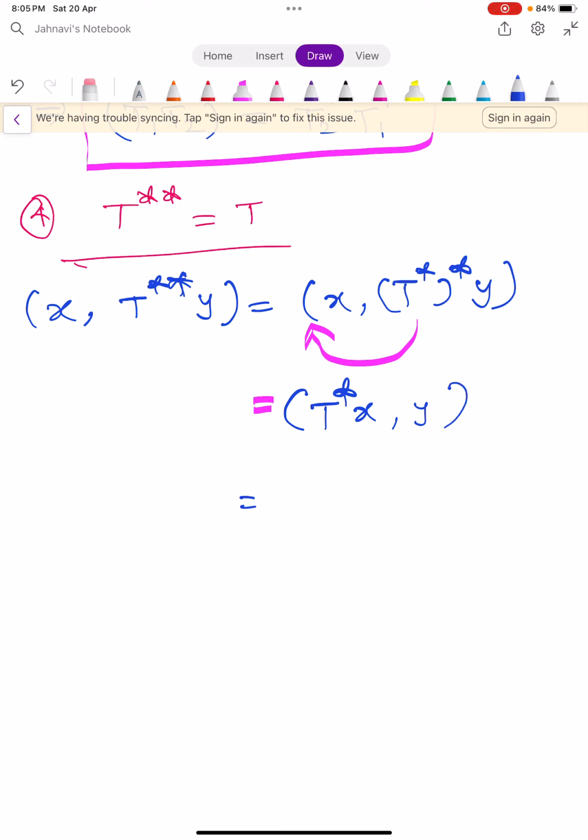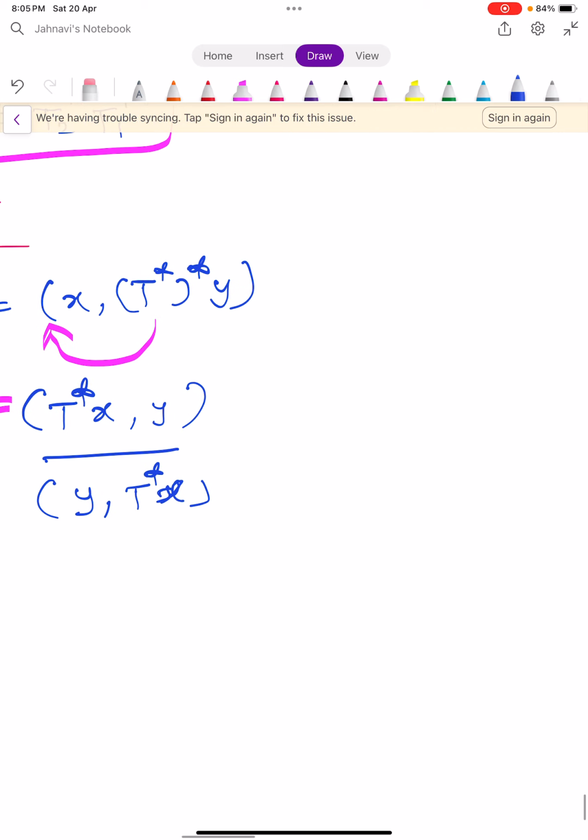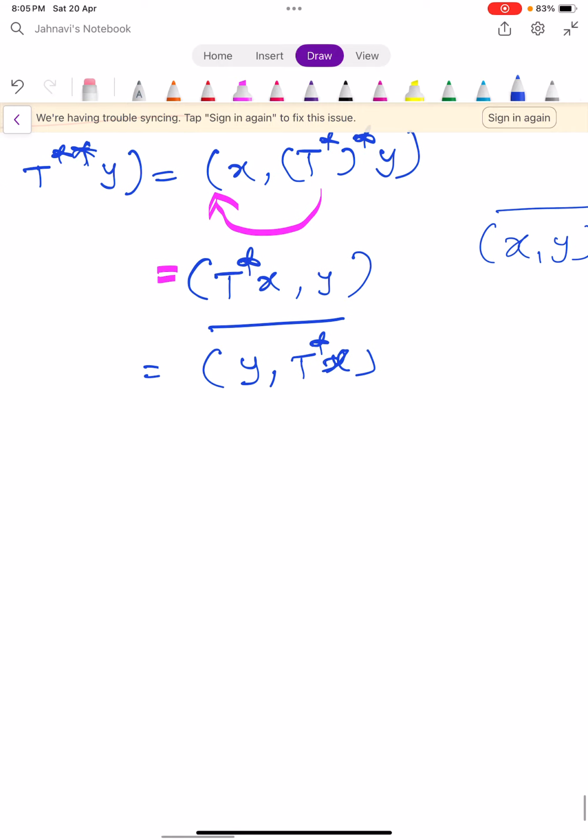So this can be written as the conjugate of the inner product of y comma T star x. I think everybody knows this property of inner product spaces: the conjugate of the inner product of x comma y, where bar means conjugate, is equal to the inner product of y comma x. We are applying that. Now again here we move this T star to this side. So obviously this becomes the conjugate of the inner product of Ty comma x. Now remove the conjugate, and it can be written as x comma Ty after removing this conjugate.